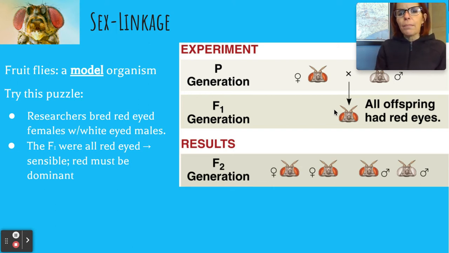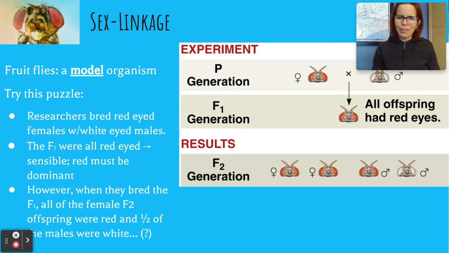Totally sensible. But now, when we take these F1 generation and we mate them, if it was simple dominance, we should get a 3-to-1 ratio, red to white, and it shouldn't matter the sex. However, that's not what they got. When they bred the F1, all of the females were red. There wasn't a 3-to-1 ratio in the females. They were 100% red. And then the males were 50-50 white. And so red and white. So the question was, what's going on here?